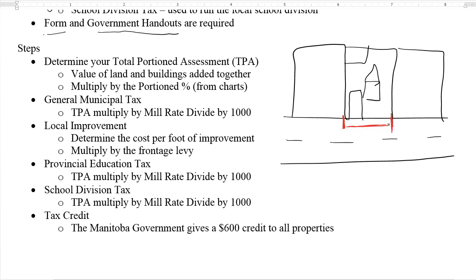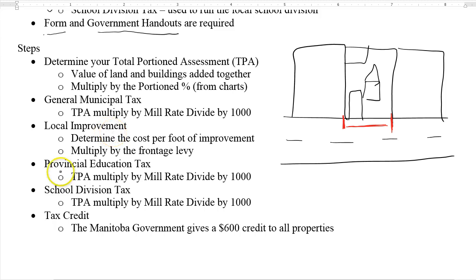In the city of Winnipeg, they range from 30 to 60 feet. So we need to calculate the amount of frontage that our property has. Multiply that by the cost per foot, and that becomes my local improvement.